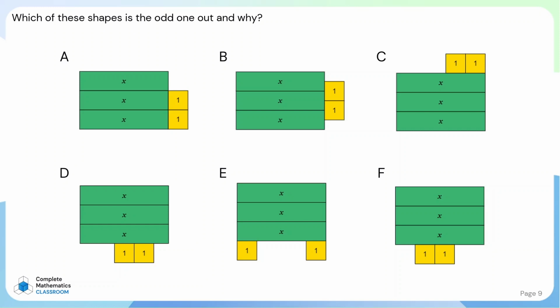Which of these shapes is the odd one out and why? Now, if you don't want a spoiler, pause the video now. But I use this task to get pupils used to the dimensions of the algebra tiles. So a little clue is, consider the area or the perimeter of all of these different shapes. One of them is different. Can you find which one?